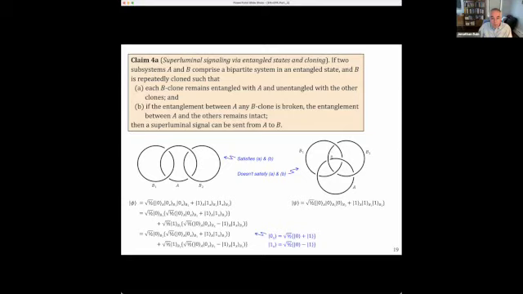If you consider the B2 circle with respect to the A circle, the B2 circle is kind of on top of the A circle, and similarly the B1 circle is beneath the A circle. And if the entanglement between A and any B clone is broken, the entanglement between the two Bs is broken too. So this is an entangled state that doesn't satisfy conditions A and B.